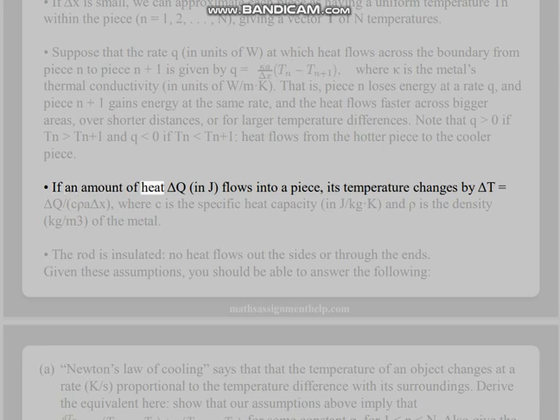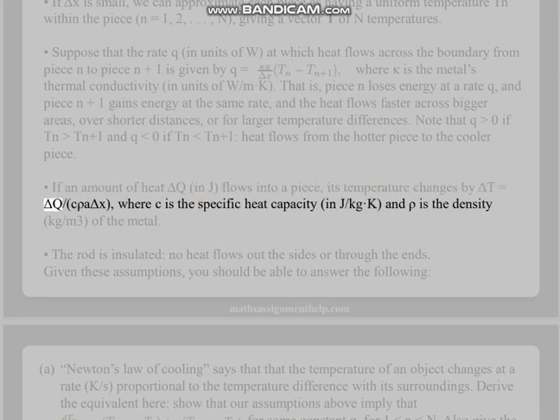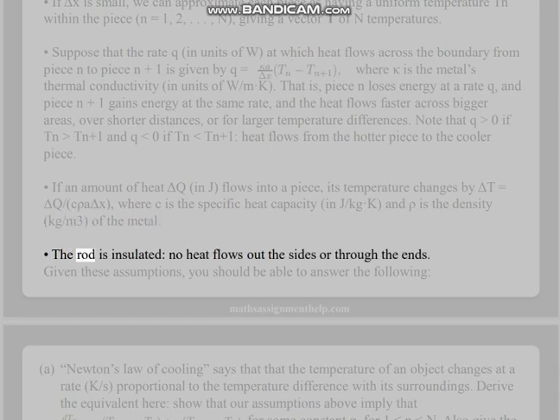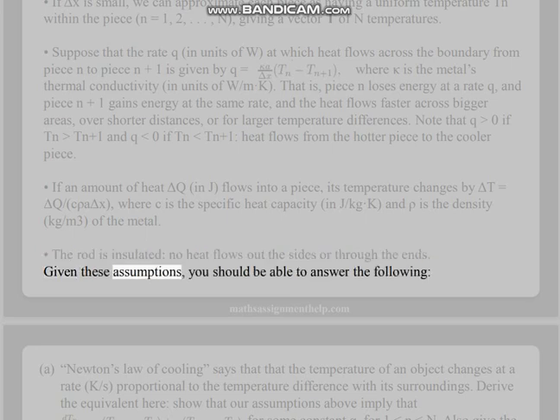If an amount of heat delta Q, in J, flows into a piece, its temperature changes by delta T equals delta Q / (C rho V), where C is the specific heat capacity, in J/kgK, and rho is the density, in kg/m^3, of the metal. The rod is insulated, no heat flows out the sides or through the ends. Given these assumptions, you should be able to answer the following.